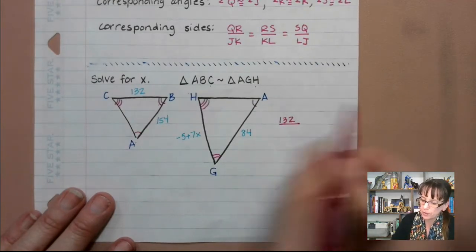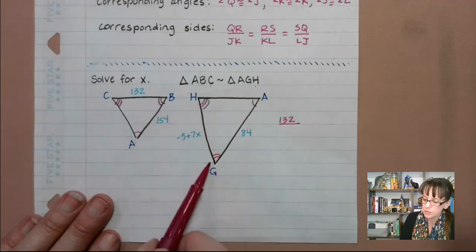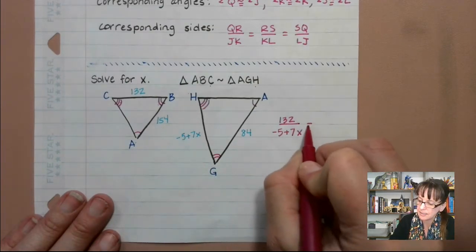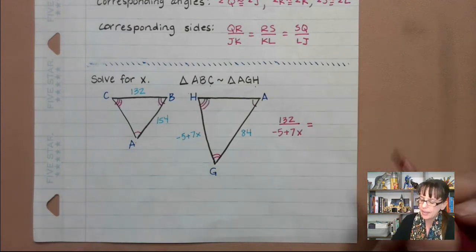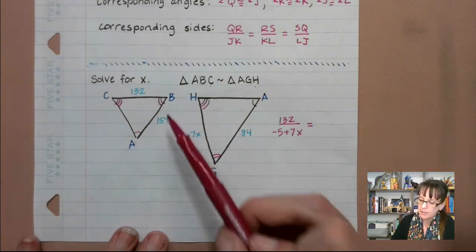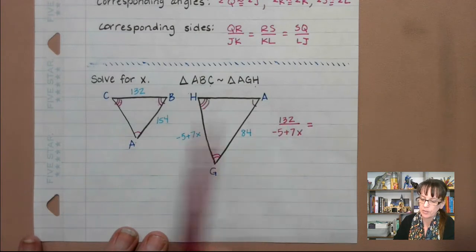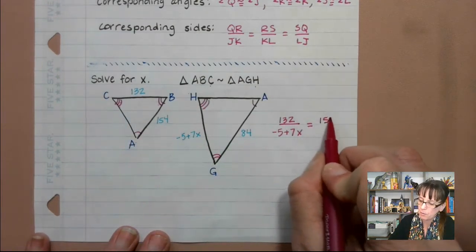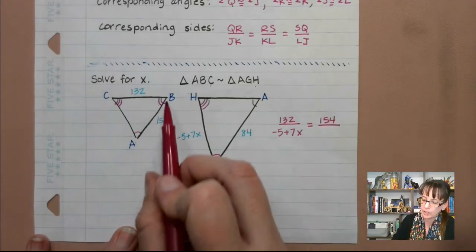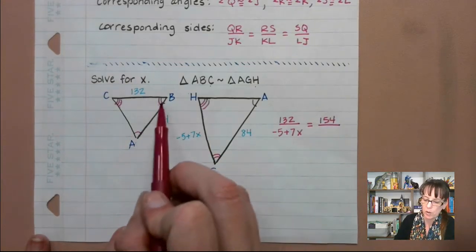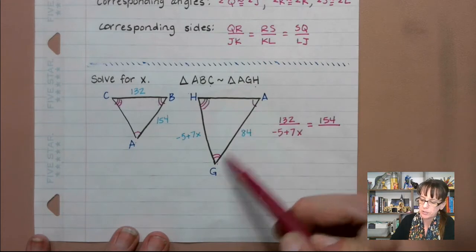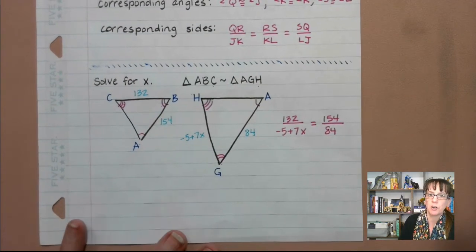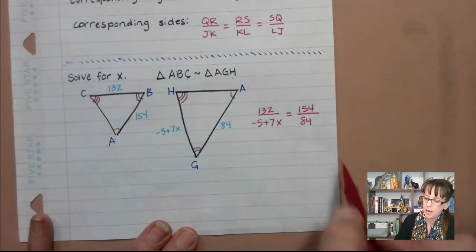132 over the 3 dash 2 dash, negative 5 plus 7x, equals, okay, then we have this guy over here. Since I started with the smaller one on the top, I have to keep the smaller one on the top. So 154 over, and this comes between the 1 and 2 dash, which is 84.